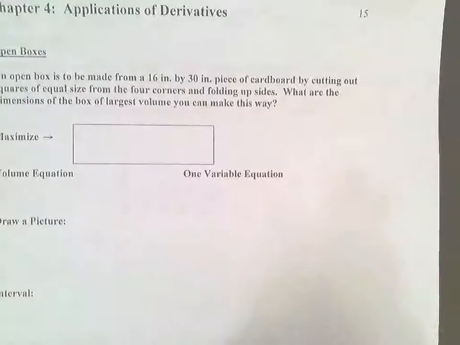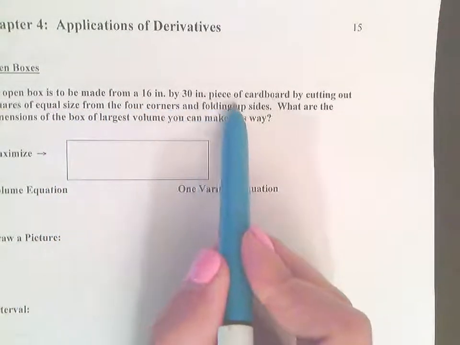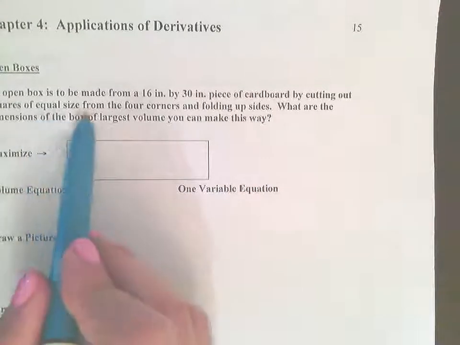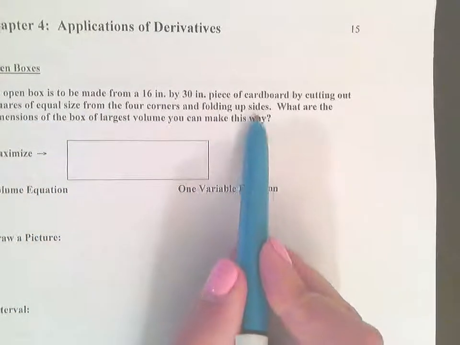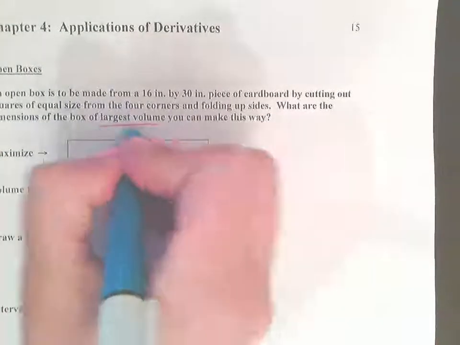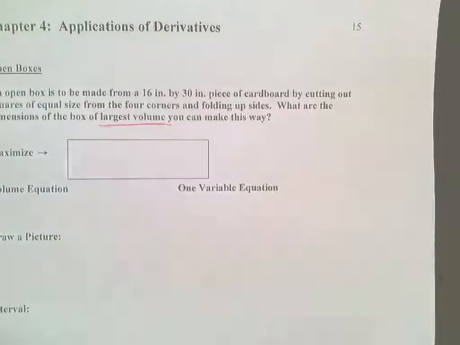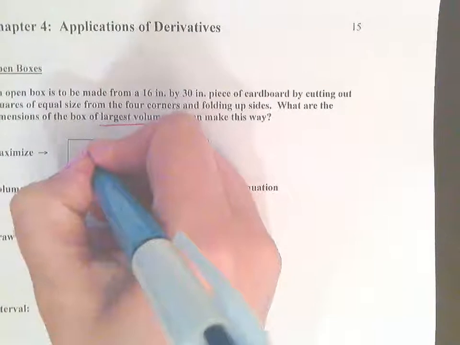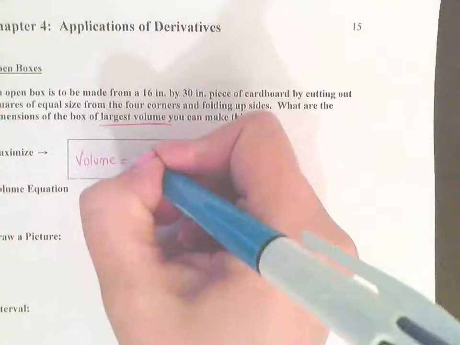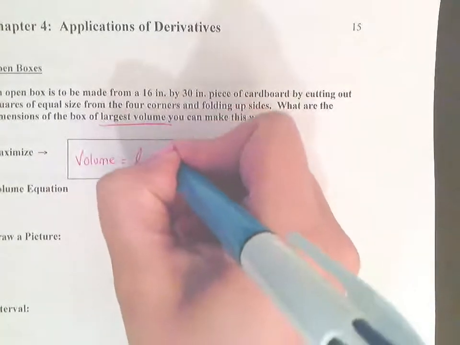All right, next problem. So this problem says that an open box is to be made from a 16 inches by 30-inch piece of cardboard by cutting out squares of equal size from the four corners and folding up the sides. What are the dimensions of the box of the largest volume? Okay, so what are we maximizing here? We're maximizing the volume of a box.